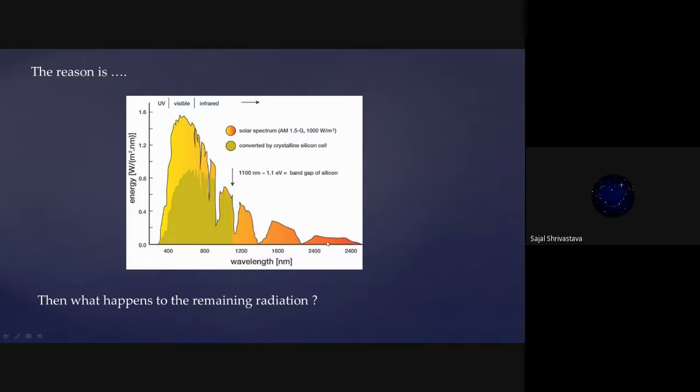If the rest of the spectrum goes to waste, what happens to it? The part of the energy which is absorbed is converted into electrical energy, and the other solar energy, which is not absorbed, raises the temperature of the solar panel.